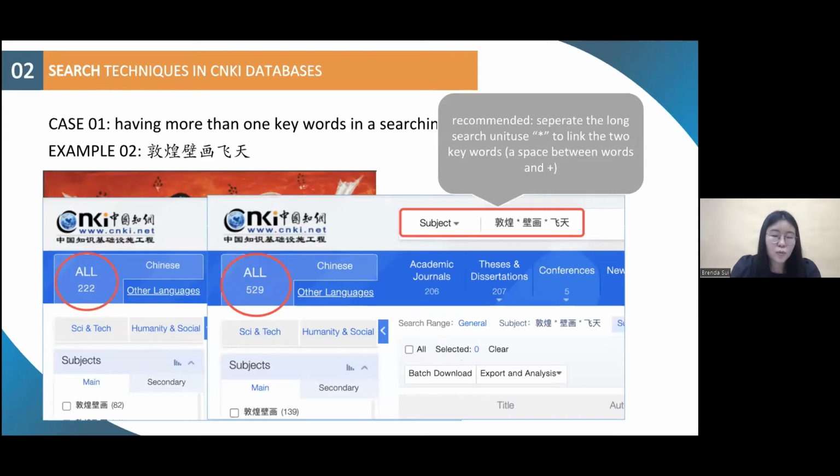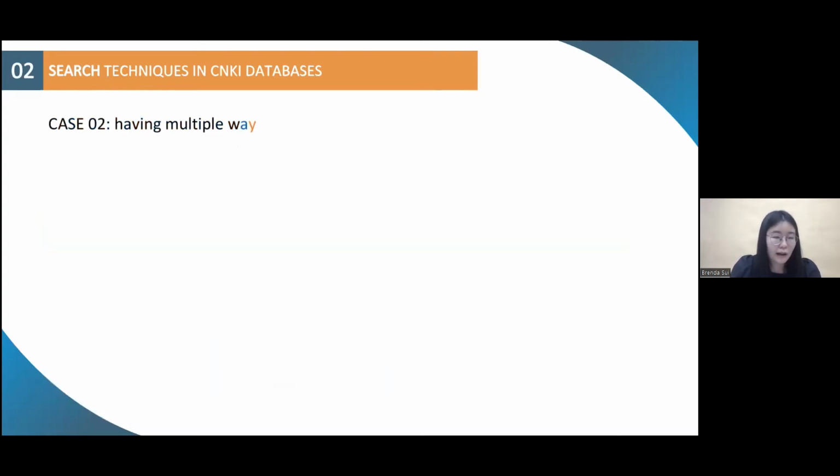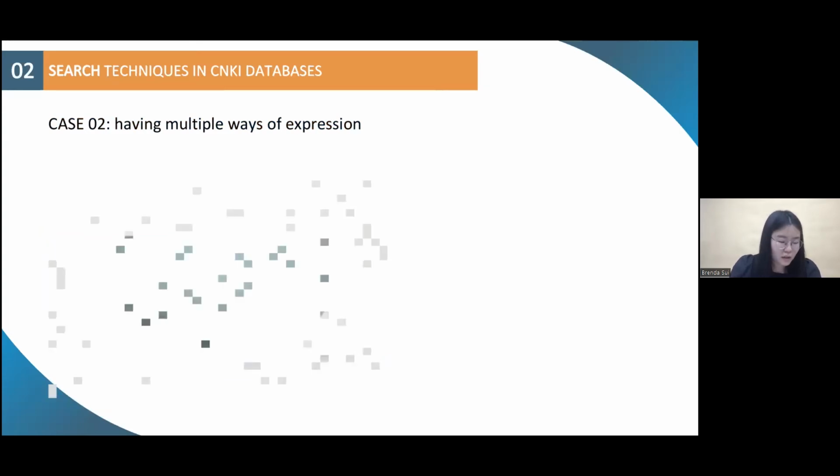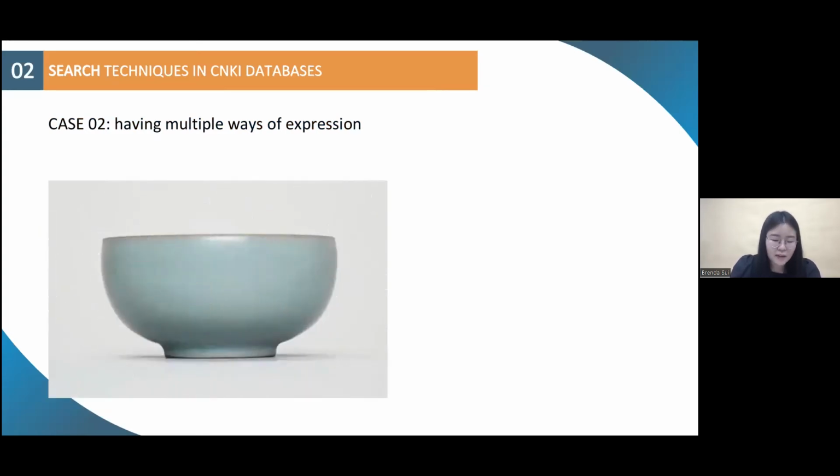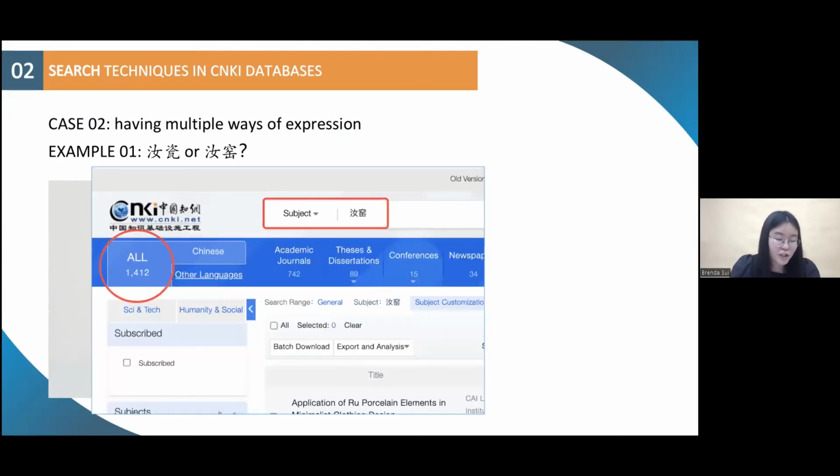The second situation we might encounter is that we're not sure which expression is the most accurate way of saying something, or it has multiple ways of being said. For instance, if I wanted to research a specific kind of porcelain, you can call it either 汝窑 or 汝瓷. Here, if I want to make sure that all relevant literature is included in the results, I can simply add a plus to link the two terms to get more results.